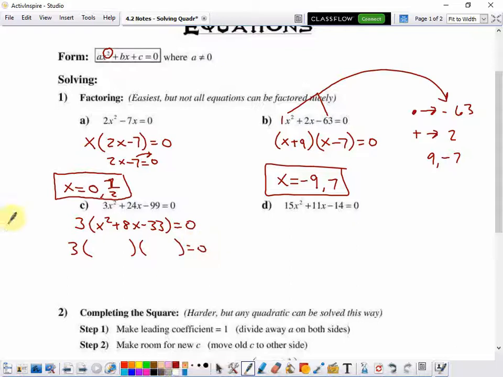I'm looking for 2 numbers that multiply to, so I've got a is 1, so 1 times negative 33. I'm multiplying to negative 33. I'm going to add up to b, which is 8. So 2 numbers that multiply to negative 33 and add to 8. I've got 11 and negative 3.